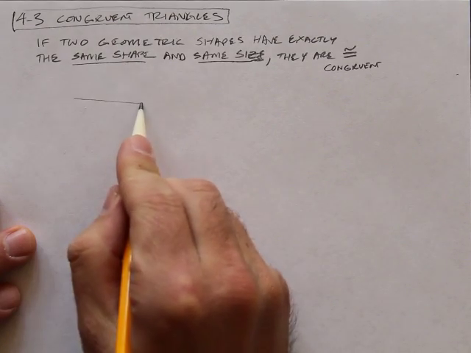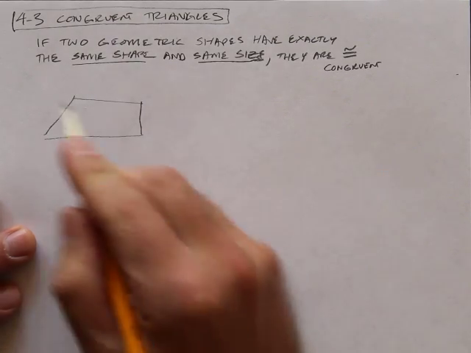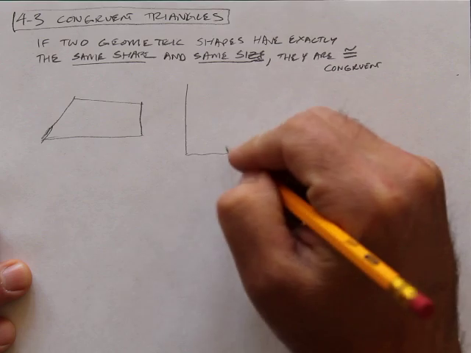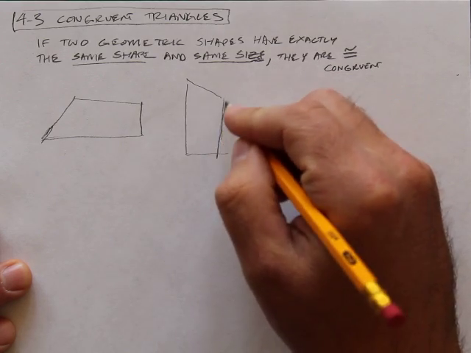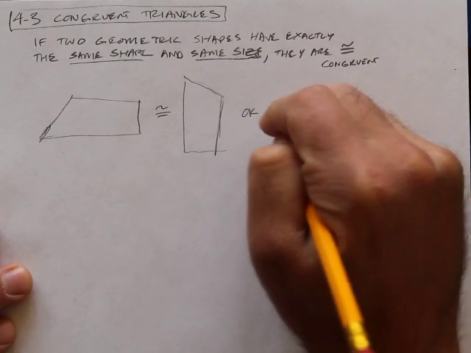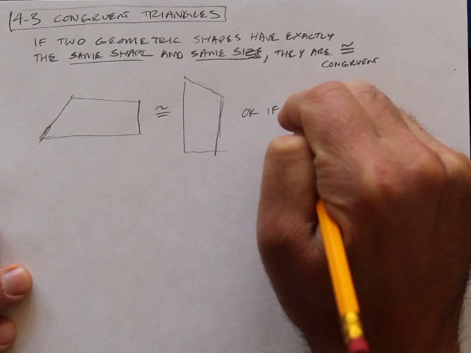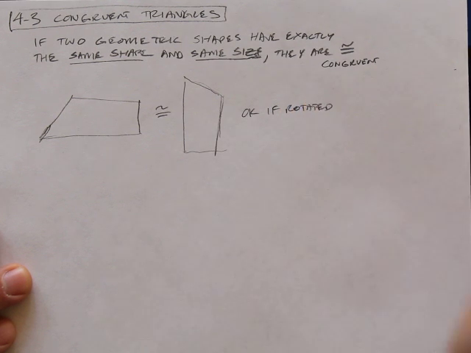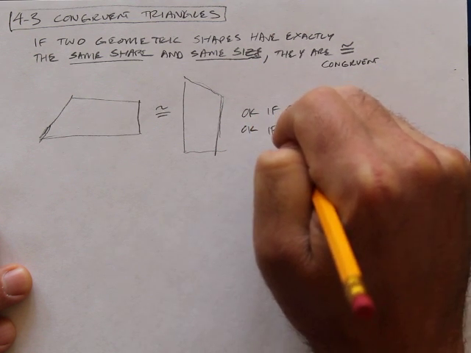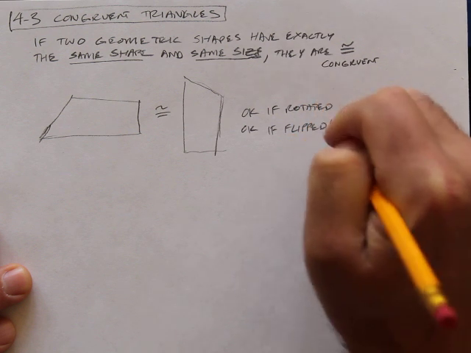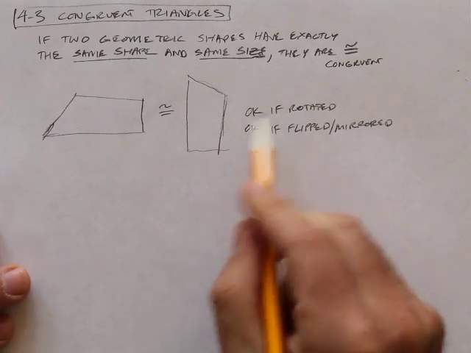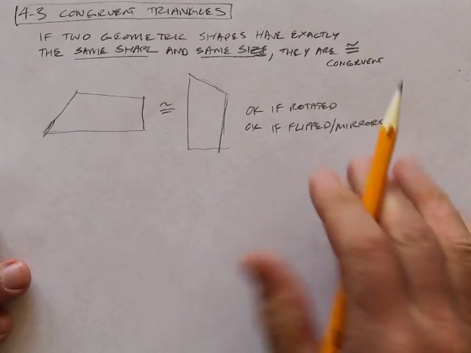So let's draw a couple shapes here, like that. And then we'll draw it like the same shape on its side, like that. So it should be pretty much the same shape. These are congruent. So it's okay if they're rotated. They're still congruent. It's okay if they are flipped or mirrored. They are still considered congruent even if they are rotated or flipped or mirrored.